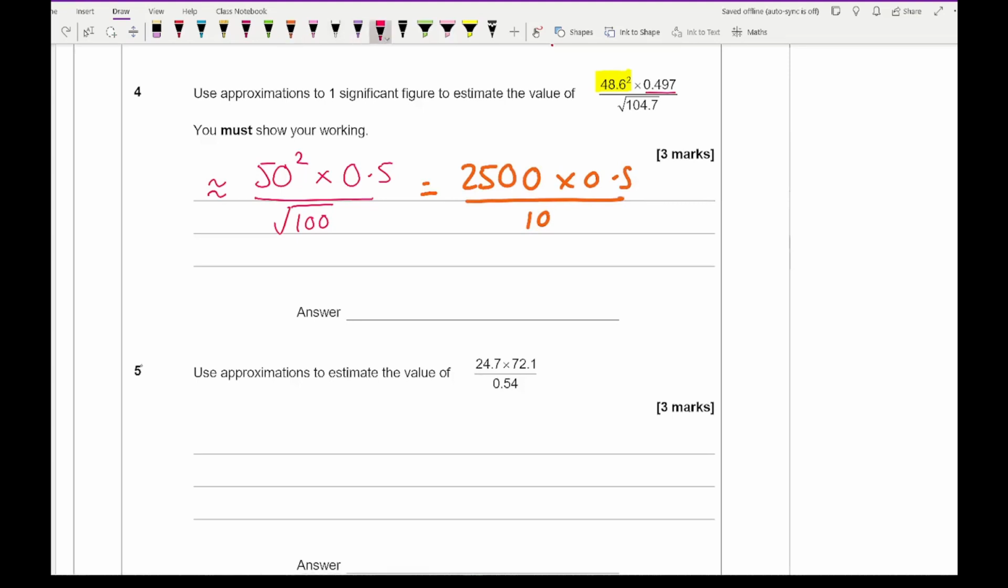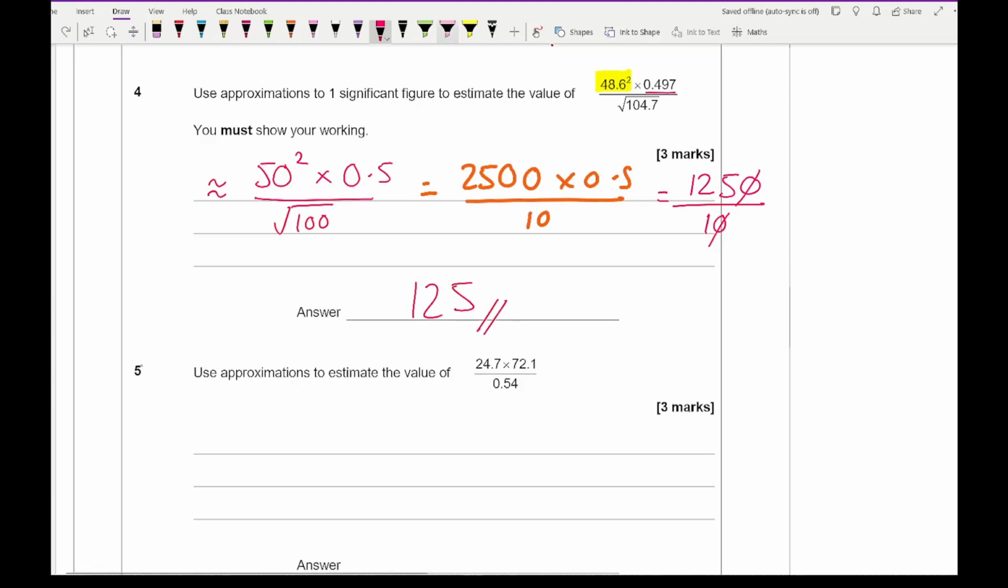Then from this, what we want to do is, anything times a half is going to be divided by 2, so that's going to be 1250 divided by 10, and then we just knock the zeros off, giving us an answer of 125.